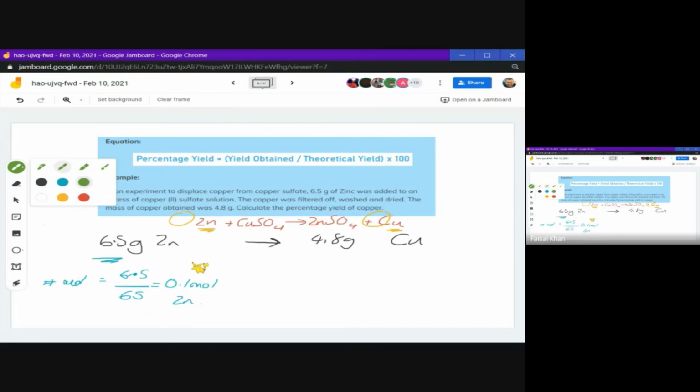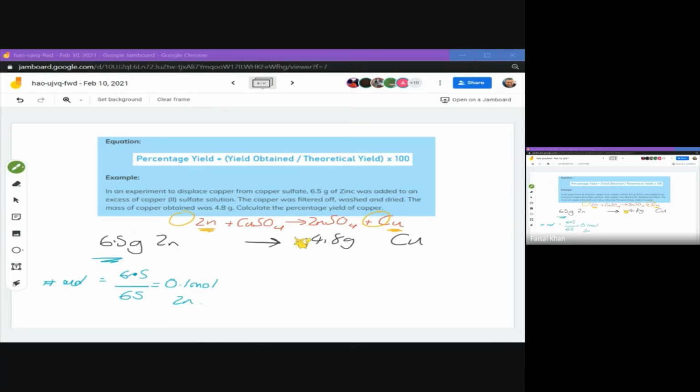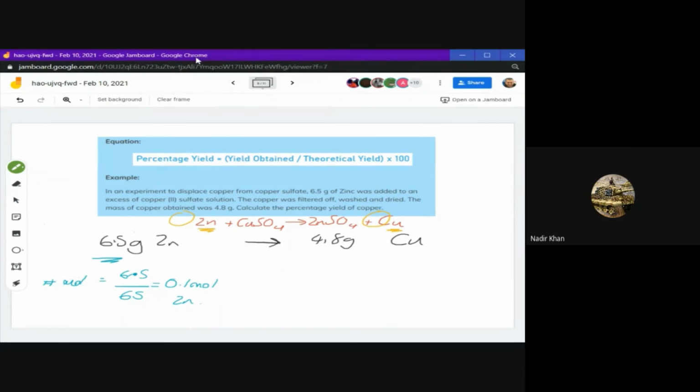If 1 atom of zinc forms 1 atom of copper, what would 1 mole of zinc form of copper? Come on, folks. Folks, I need a response. What's going on?